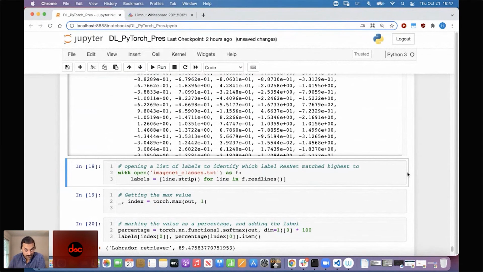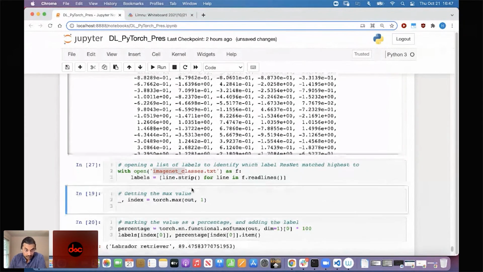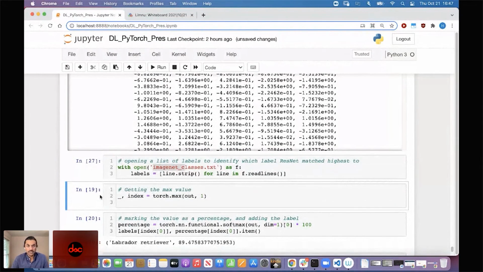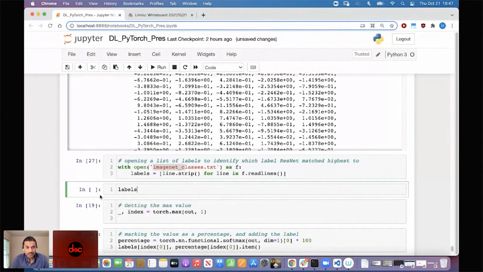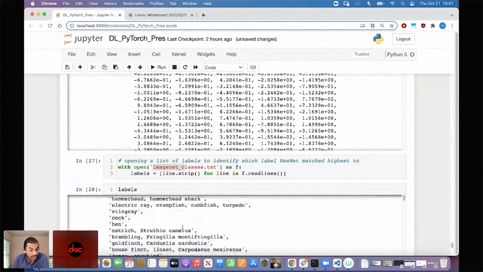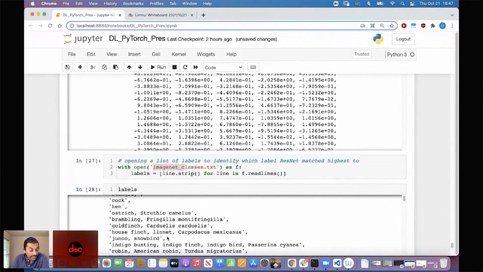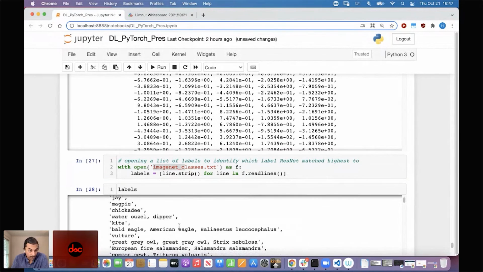So with ResNet, you have a bunch of classes. There's a text file. When you use it, it has basically a list of all the labels, right? And so here I'm just importing a list of the labels. You can see the labels if you want. I believe it should just be, yep. So these are all the different labels that are identified in this model. So yep.